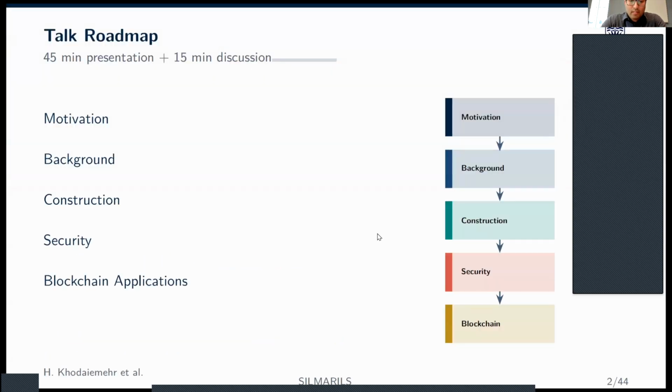So let me give you the talk roadmap. To give you a map of where we're going today, we'll cover five blocks: motivation, background, the construction, the security analysis, and the blockchain application.